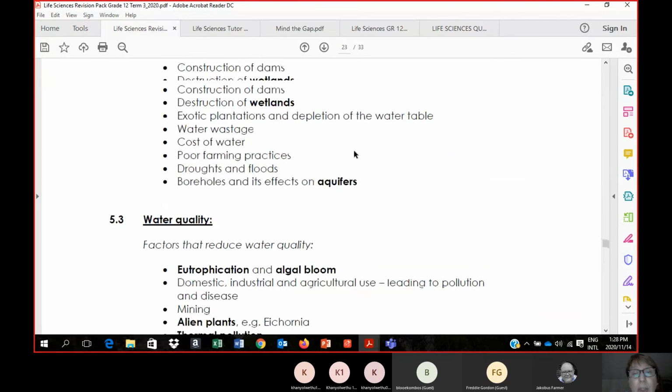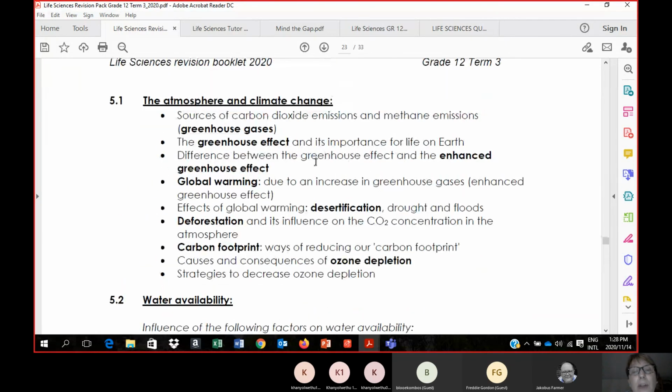Now, with this section, the learning that you're going to do is going to be slightly different, because yes, there are definitions that you need to know. As I'm looking over here, there's a difference between, for example, a greenhouse effect and the enhanced greenhouse effect. These mean different things. And there's desertification. You need to know the definition for that, and deforestation.